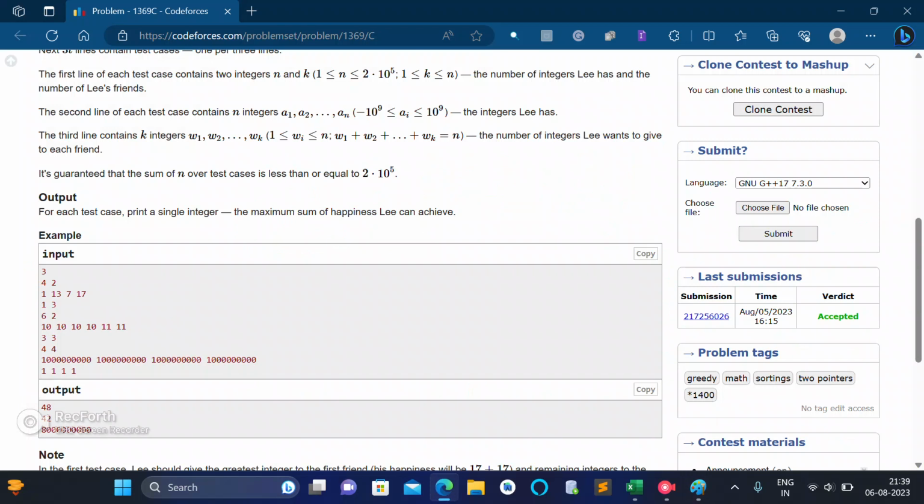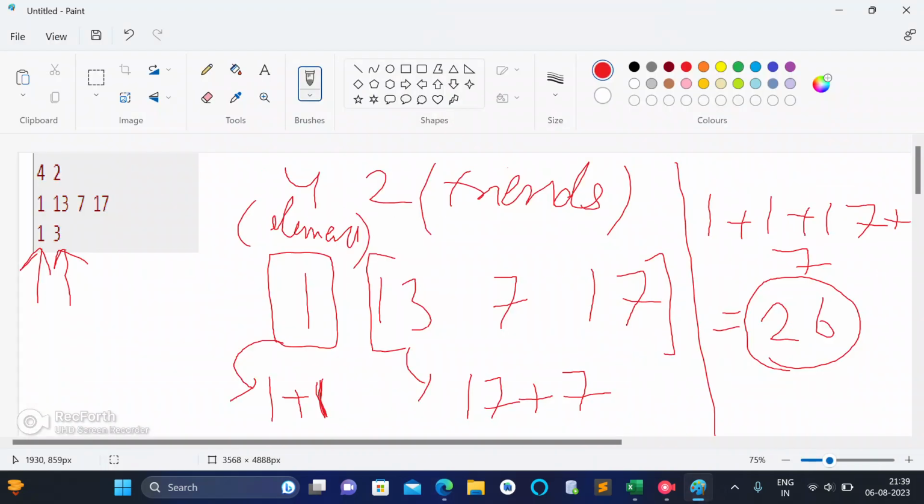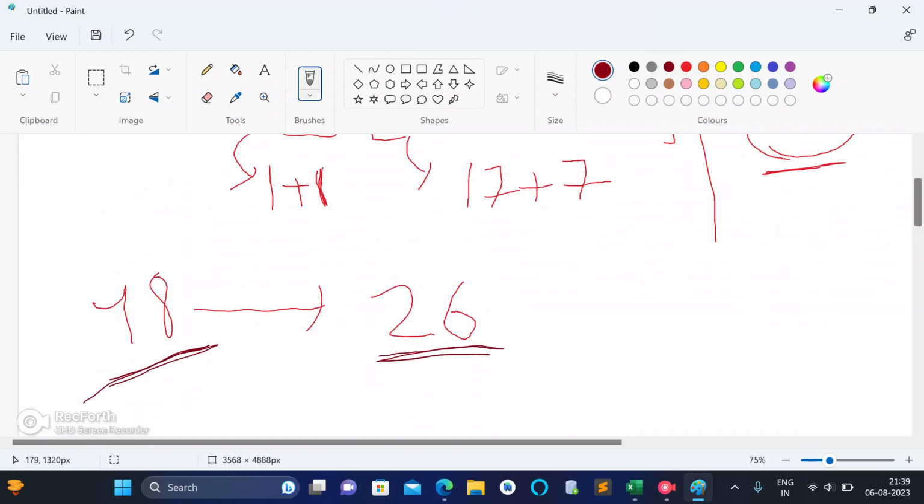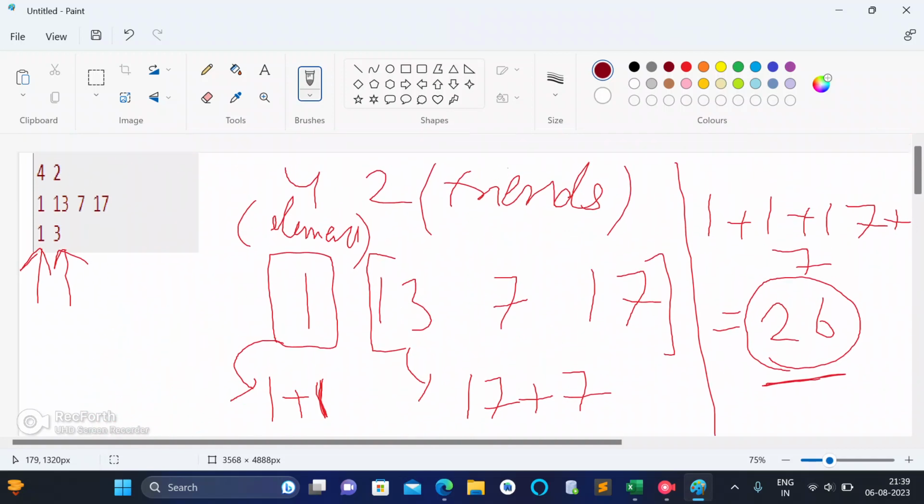And we can see in the question the answer given to us is 48. So we won't be able to get the maximum value 48 this way. Instead we get the value 26. So let's see how we will be able to make the value 48.